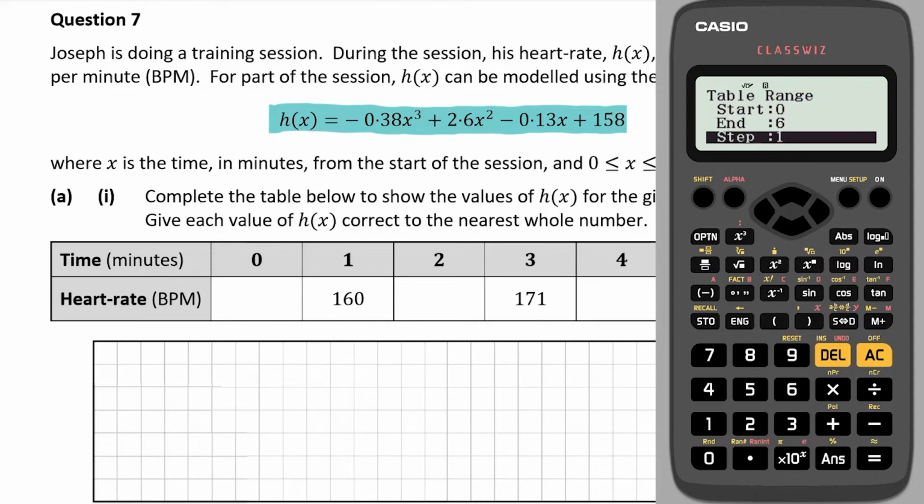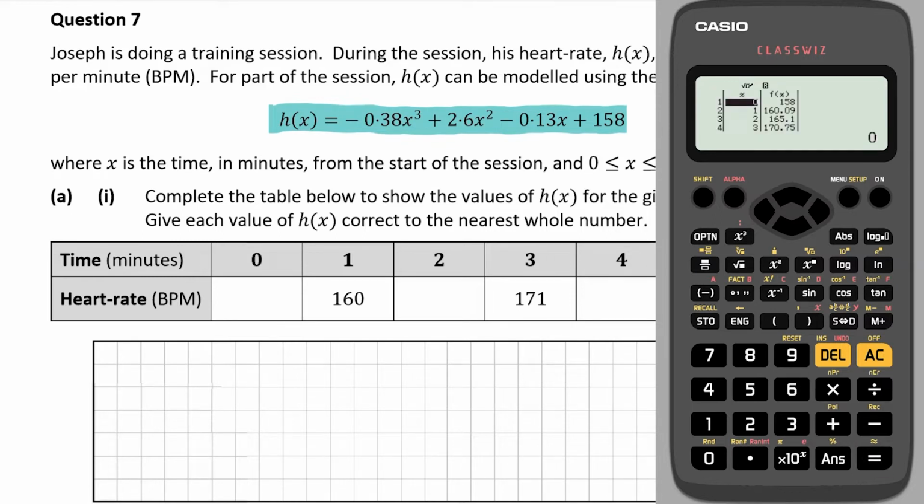Sometimes people get confused about the step. The step is just the gap between each one. So for example, if you're starting at 0 and ending at 6, it's going to go up 1 every time. So it's going to start at 0, go to 1, 2, 3, 4, 5, and 6. Okay, so the step is just the gap between each number in your table. So normally we would have the step at 1, sometimes it's 0.5, but the majority of the time it will be 1. So once you've got all those in, just click equals to, and now we have our table.